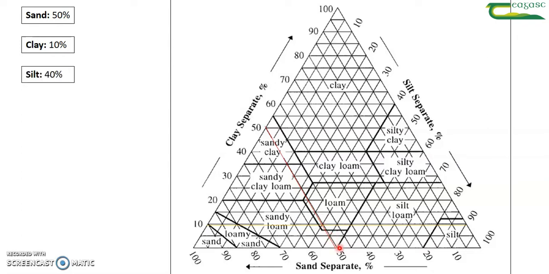And finally, we look for silt, which is 40%. We come up to 40% here. We can see it's in line with this line, followed all the way down where it intersects the other two lines. And it's at this point where the three lines intersect each other, it gives us our soil texture class. So as you can see, the soil texture class is loam.